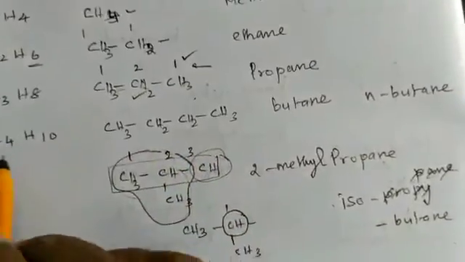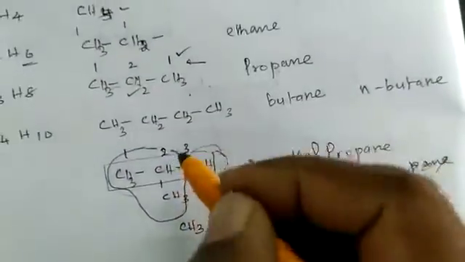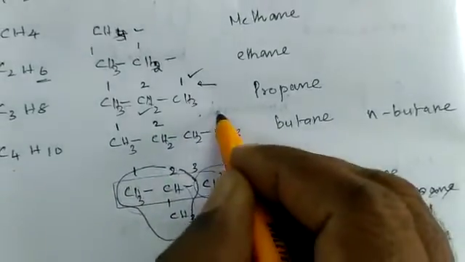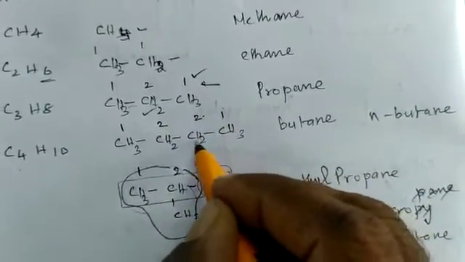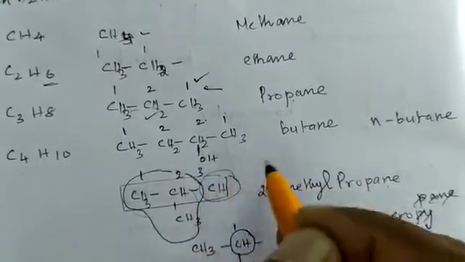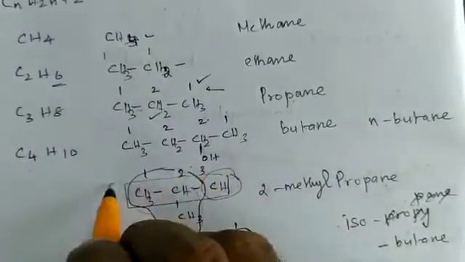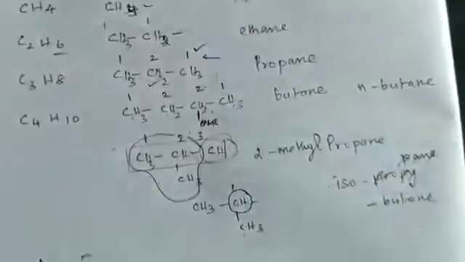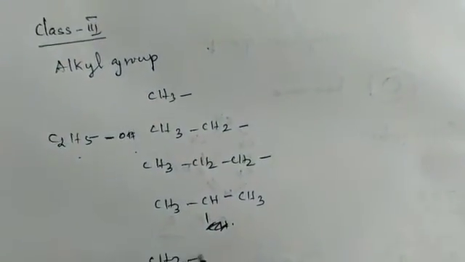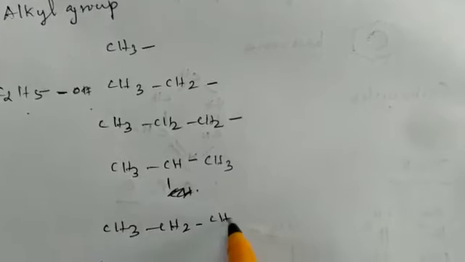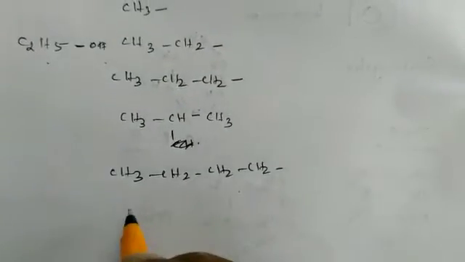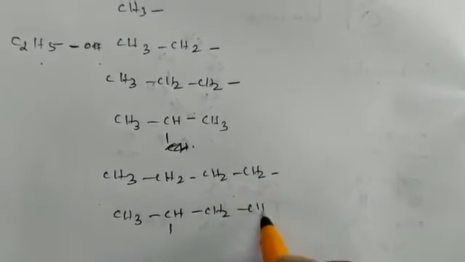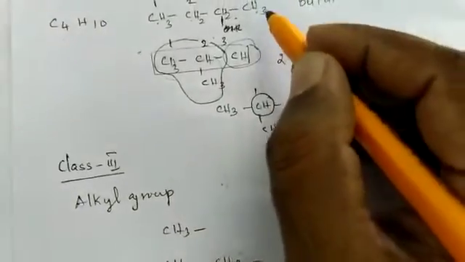When we consider C4H10, that means C4H9 for the alkyl group. From left to right, carbon number 1, this is 2. From right to left, 1 and this is 2. Suppose we remove the hydrogen from here and put an OH group, we have to start the numbering from right to left, not left to right. The first carbon, and these 2 are second carbon, so 2 possibilities. If we remove the hydrogen from the first carbon, we get the structure like this. From the second carbon, we can get a structure like this. So 2 structures are possible.